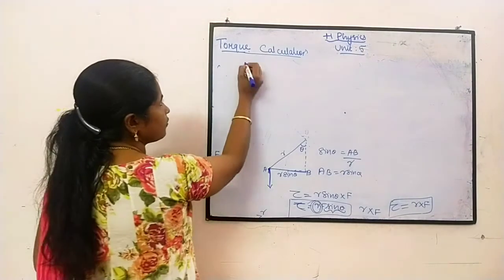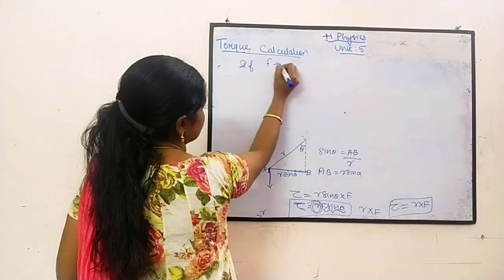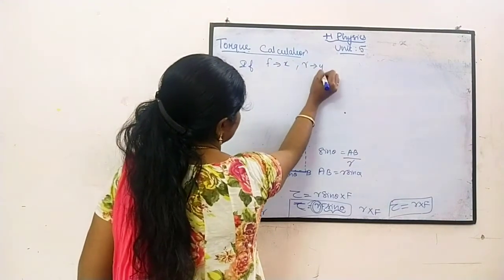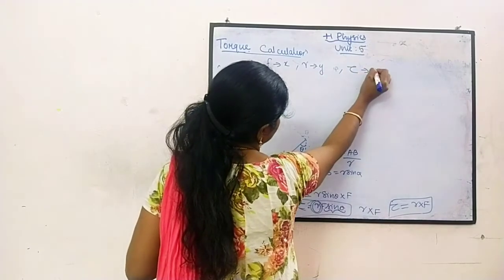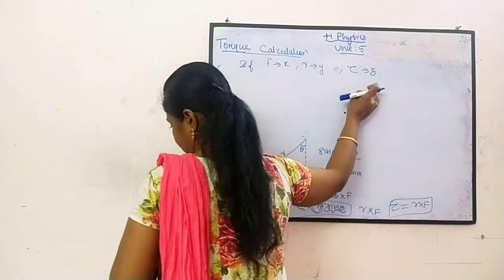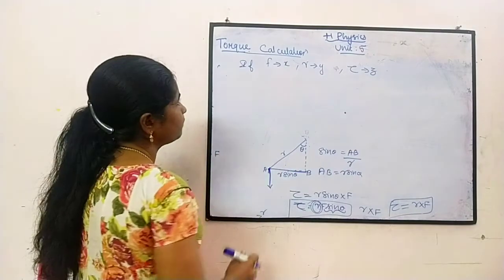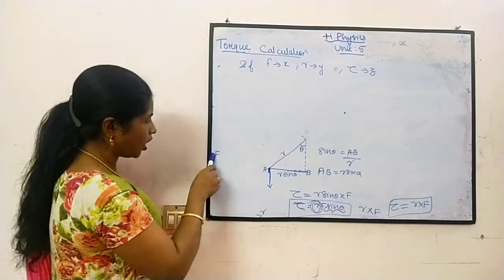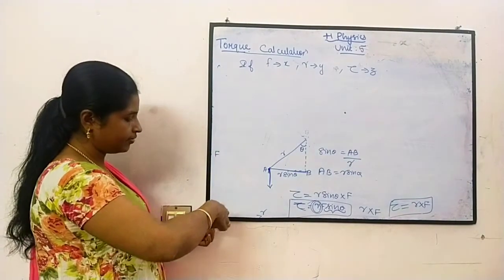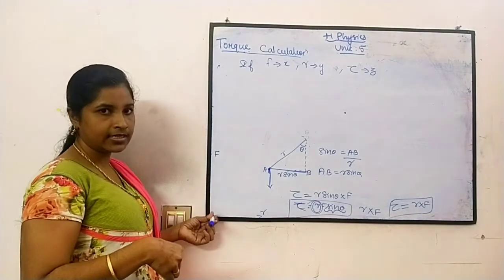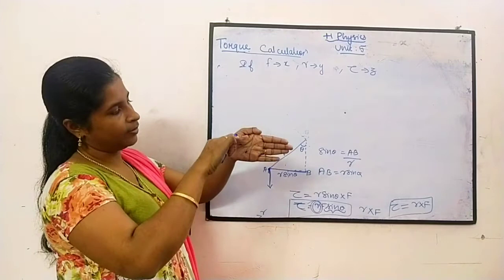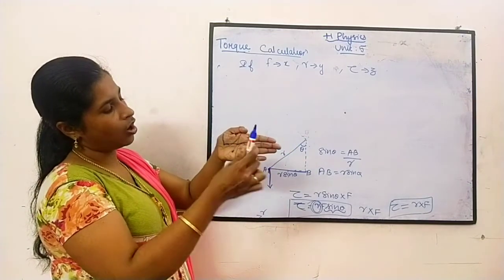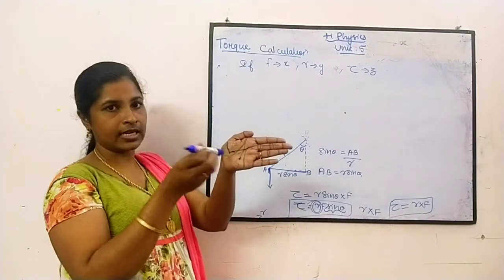So if F is in the x direction and R in the y direction, then definitely the torque will be in the z direction. That you should always keep in mind. And I said that if F is in this direction, R in this, definitely my torque will be in this direction.